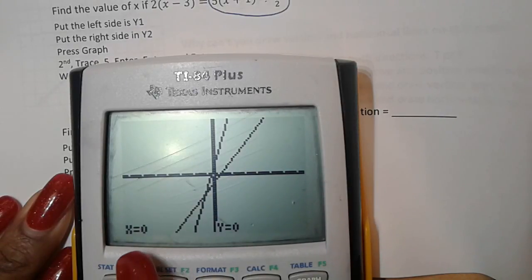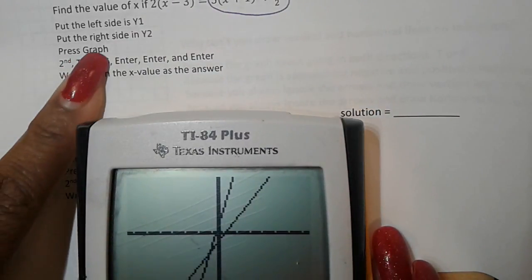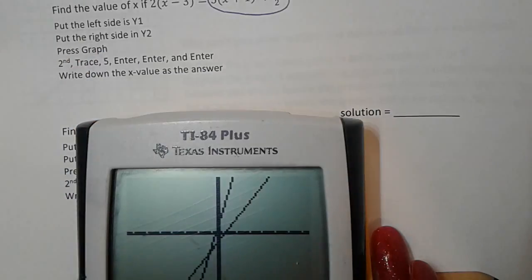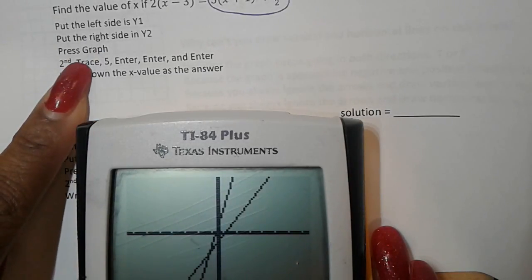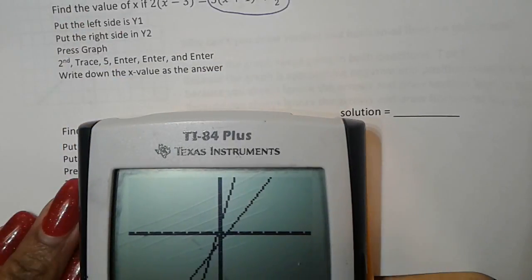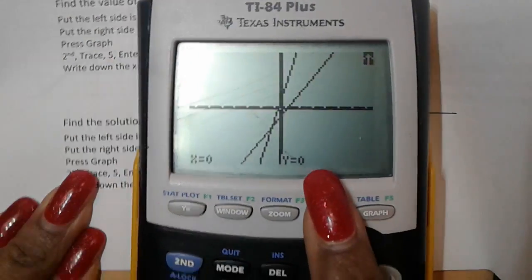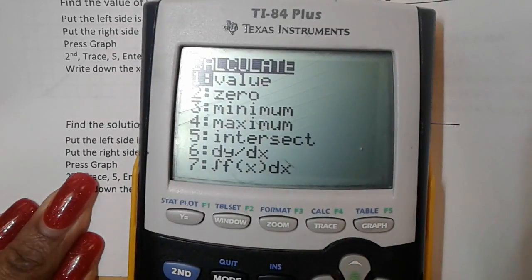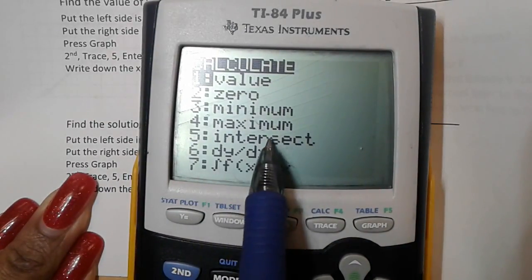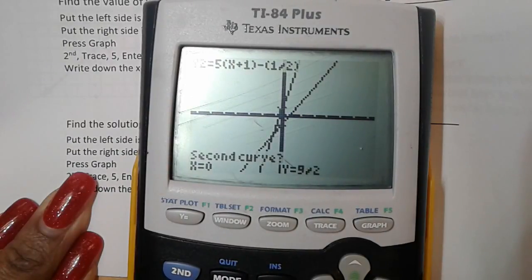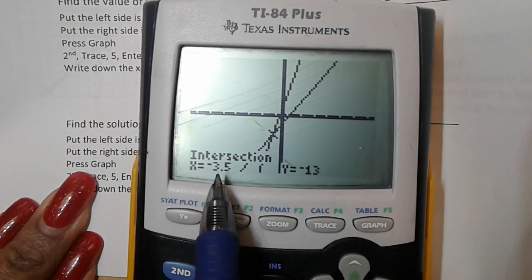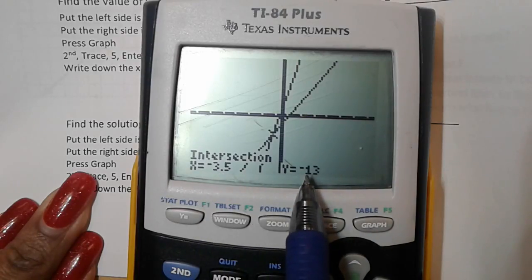A lot of people get to this step and say, ooh, I got the answer, it's 0. No, we're looking for the what? Intersection. So the command is, after you press graph, and you zoom if needed, press second, trace, 5, enter, enter, what? Enter. Second, trace, there we go. 5 for who? Intersect. Oh, enter, enter, enter. So it tells me, plug in negative 3.5, and both sides will be what? Negative 13.